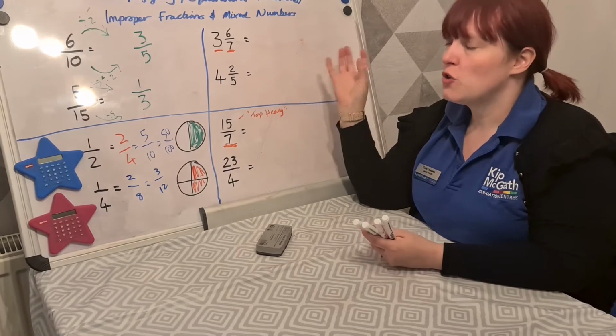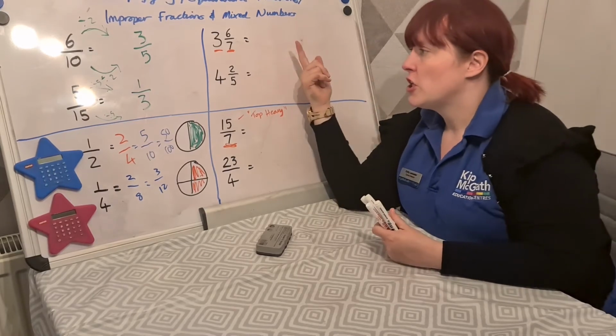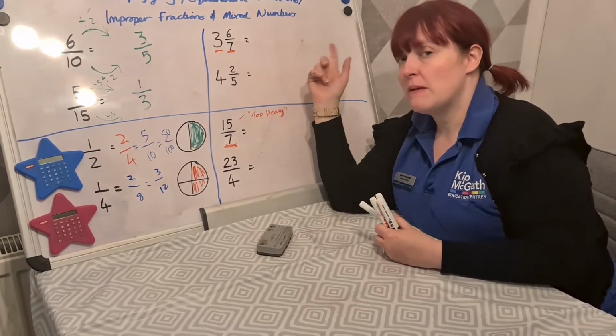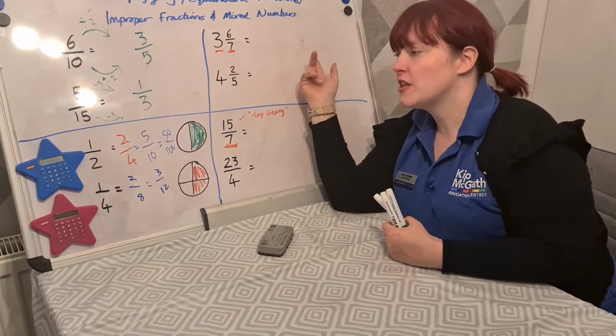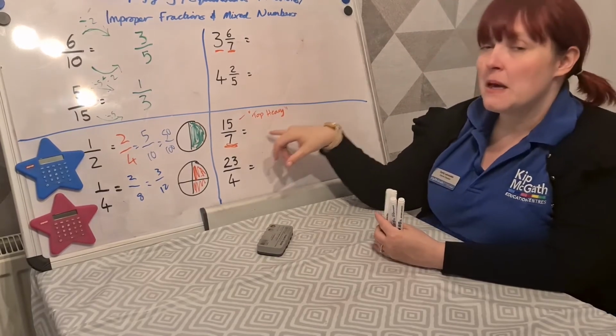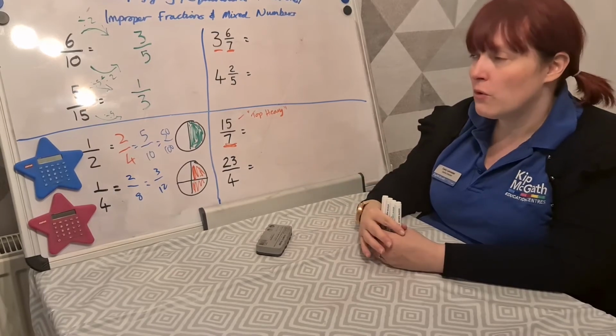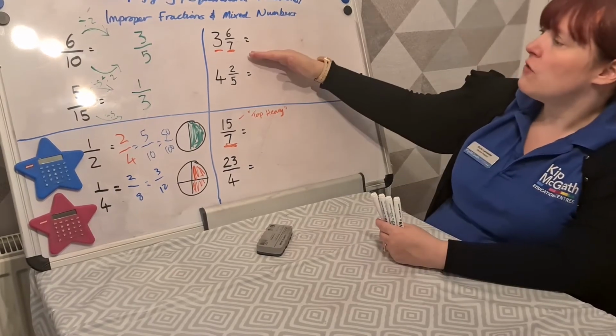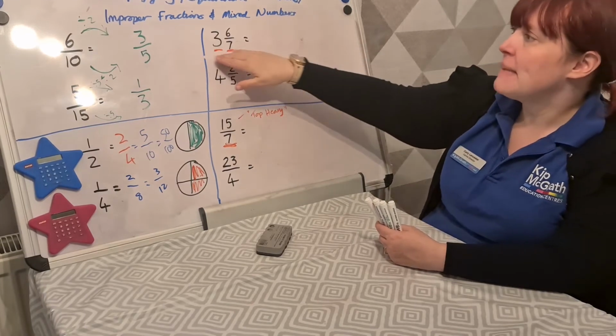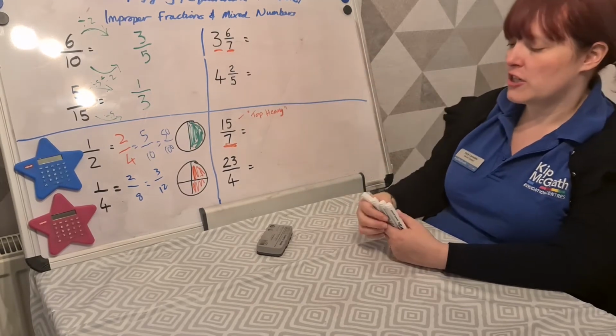But it is useful to know how to go both ways, because you'll need to go from this to an improper to be able to do the calculation, but you'll also need to go from this back to your mixed number to be able to give your answer. So you need to know both ways. So we're going to start off with how to get from a mixed number to an improper fraction.